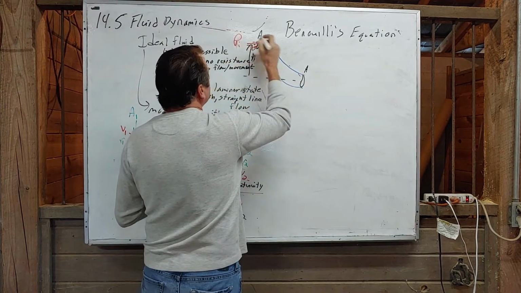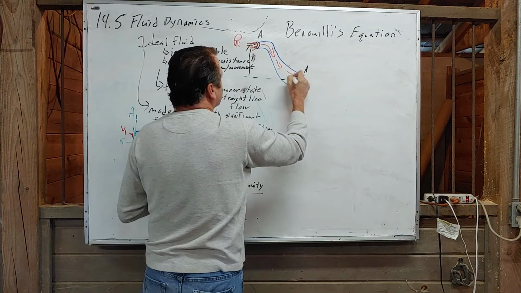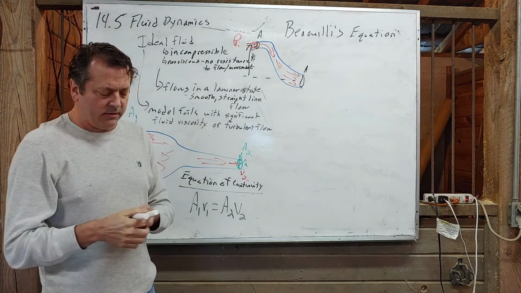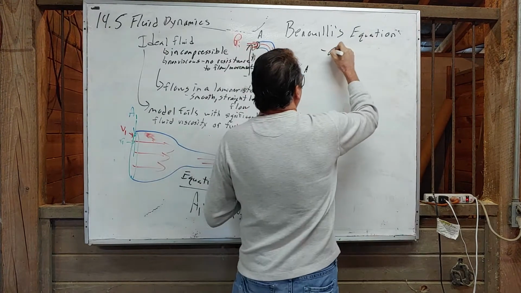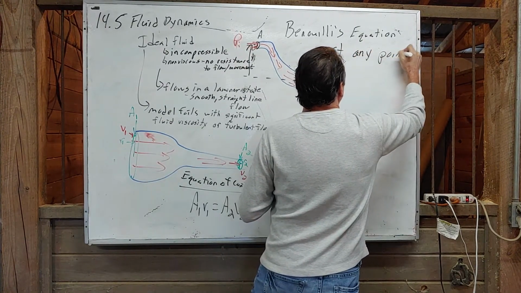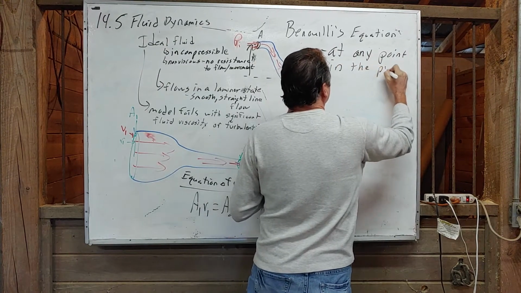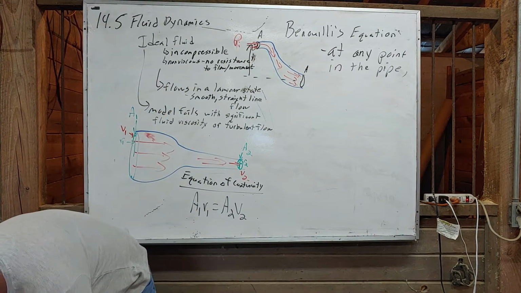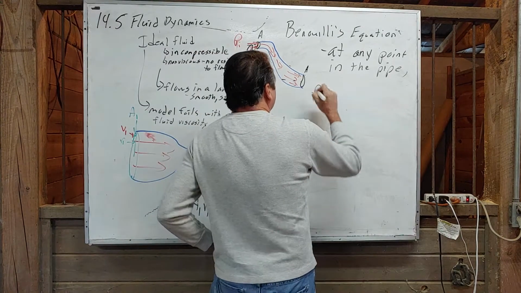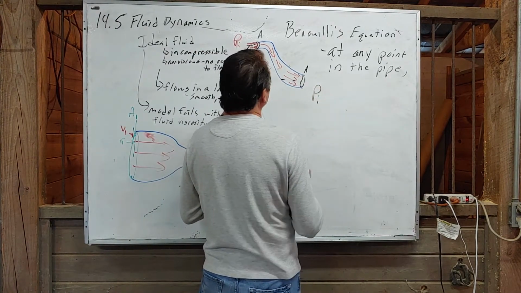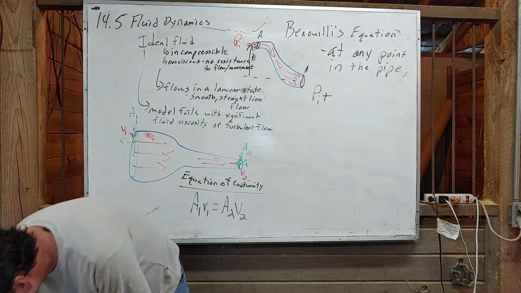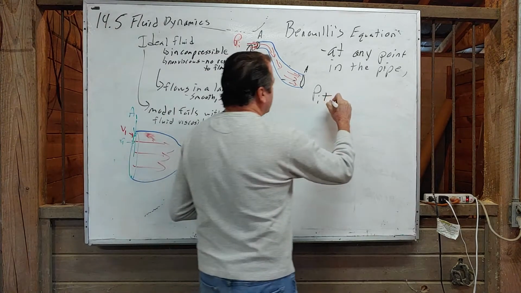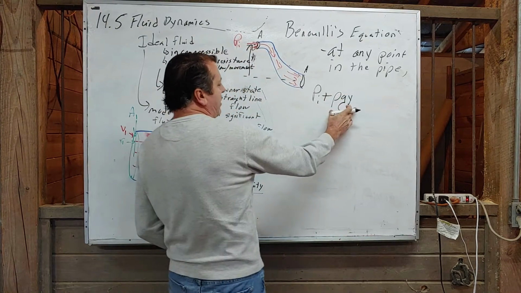Some P initial. And of course, it's going through here and comes out there. Now, what Bernoulli said was that at any point in the pipe, the initial pressure, we'll say P initial, plus rho g y, which is just pressure due to the depth.